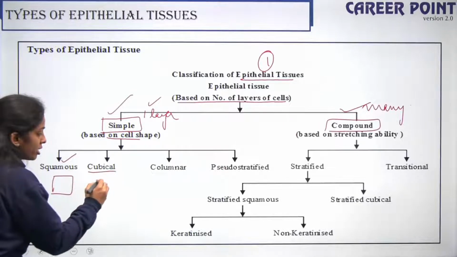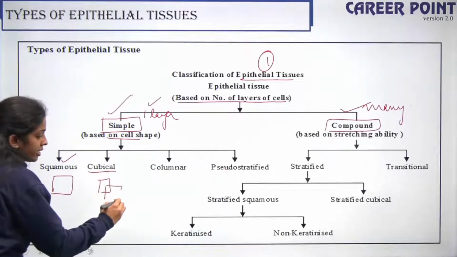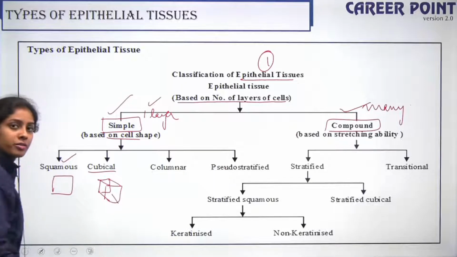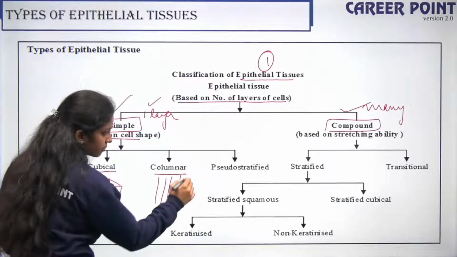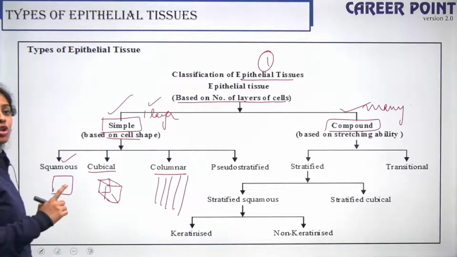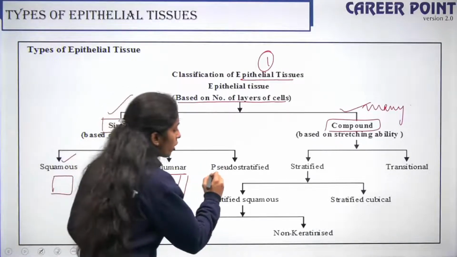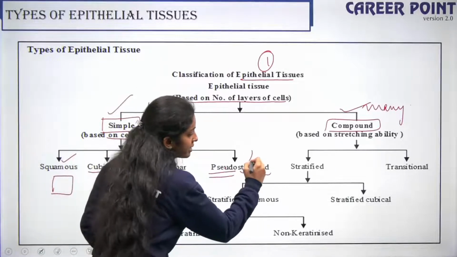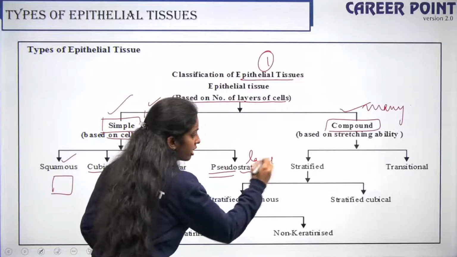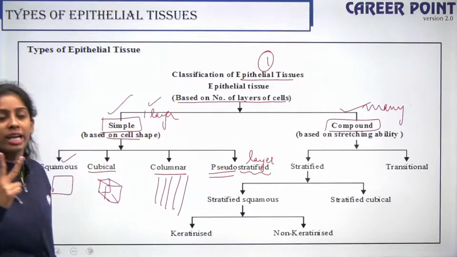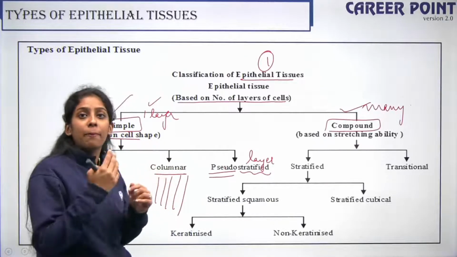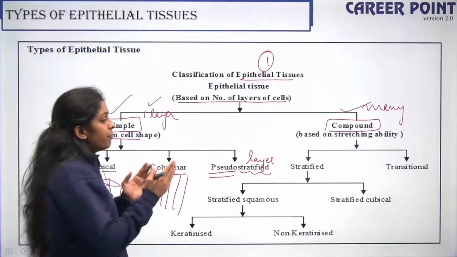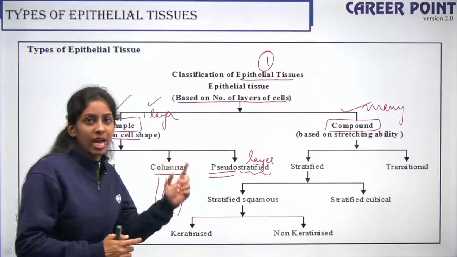It can be cubical shape, in the shape of your cube. It can be columnar, like this. And it can be pseudo-stratified. Pseudo means false, and stratified means layers. So this gives you an appearance of two-layered epithelial cells, but it is actually a single layer that appears to be two layers. That is why it is called pseudo-stratified.